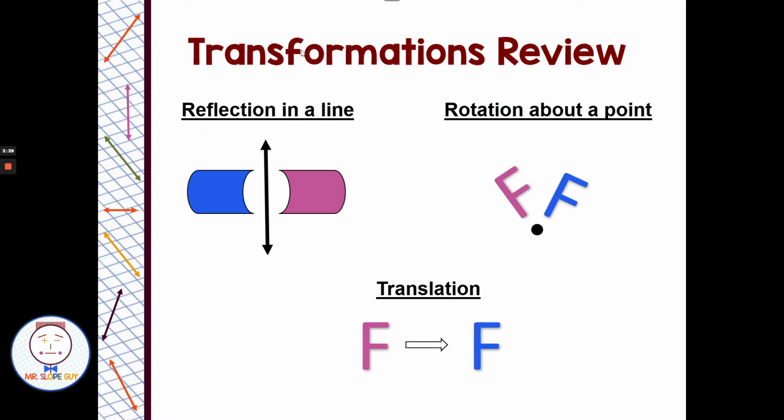So reflection just flips over the line like we did from blue to pink or pink to blue. Rotation would be when we turn about a given point. And a translation is just a slide. If we take this F and we slide it across, just kind of like pushing a puzzle piece across the table. All 3 of these, reflection, rotation, and translation, maintain congruency. They keep the same size and shape.